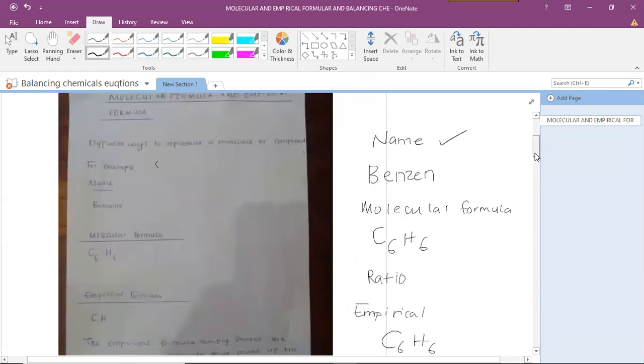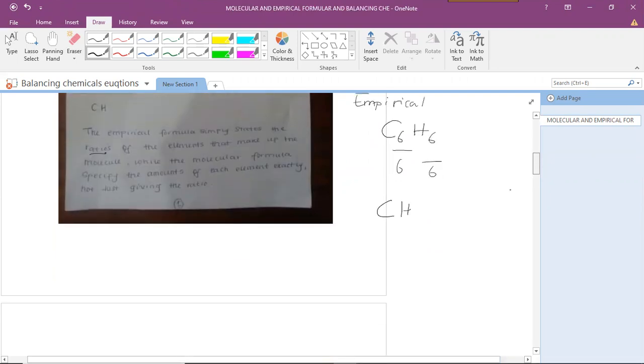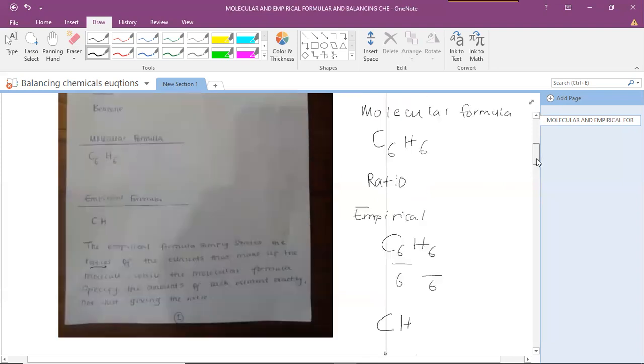We can write the name, then we can talk about the actual atoms that this molecule has, then we can talk about the empirical formula, which is the ratio. So here I can say for each molecule of benzene, because the ratio is now 1 to 1, for every carbon that exists, there is 1 hydrogen atom, and vice versa. For every hydrogen atom, there is 1 carbon atom. So that's the empirical formula and molecular formula.